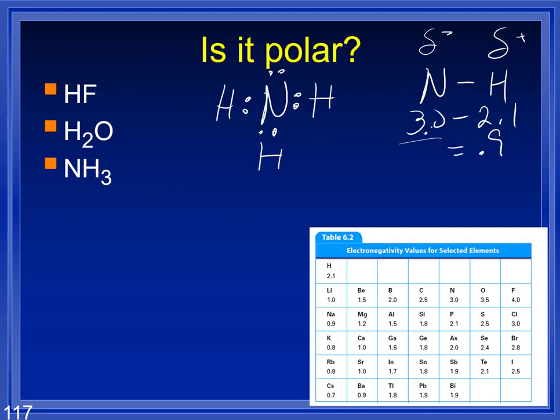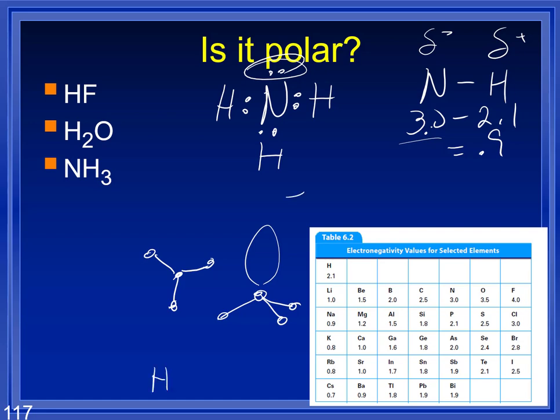Okay, so now it's got polar bonds. I got to worry about the shape. Okay. Well, it's got to be a triangle, right? Because I got a center and 3 things hooked. And there's 2 ways that you can make a triangle. You can make a flat triangle, or you can make a pointy triangle. Trigonal planar versus trigonal pyramidal. Which one is this going to be? What would make it a pyramid would be a lone pair of electrons. Nitrogen's got that lone pair. So it's got to be trigonal pyramidal.